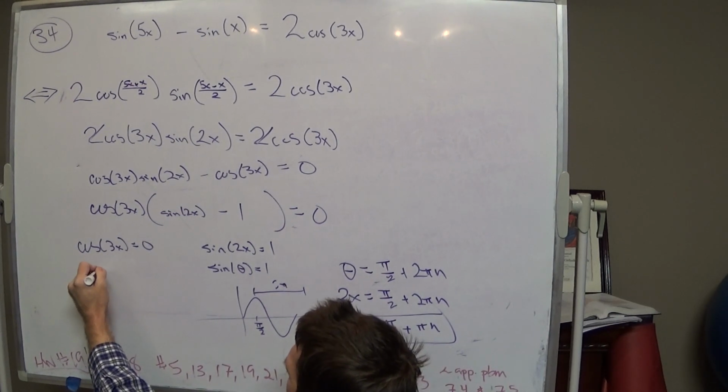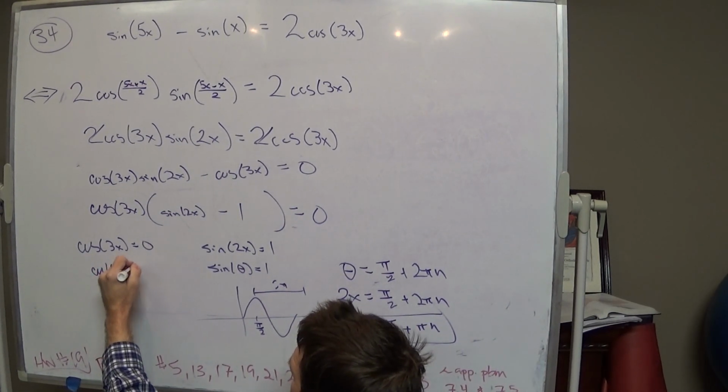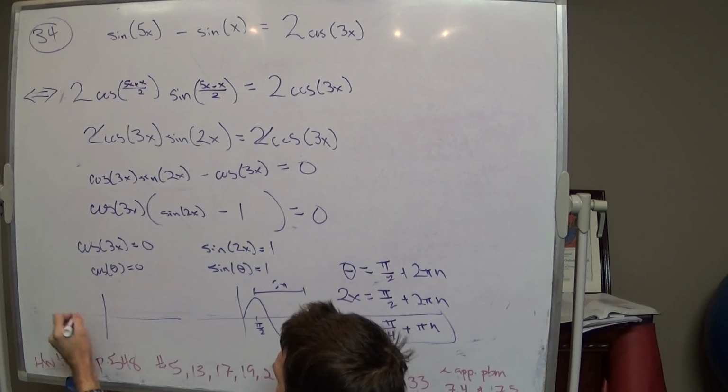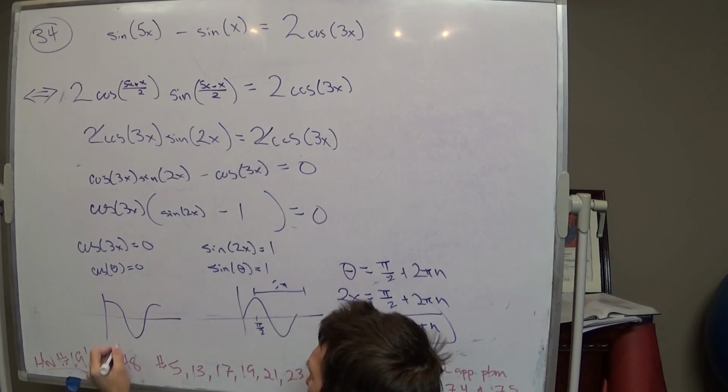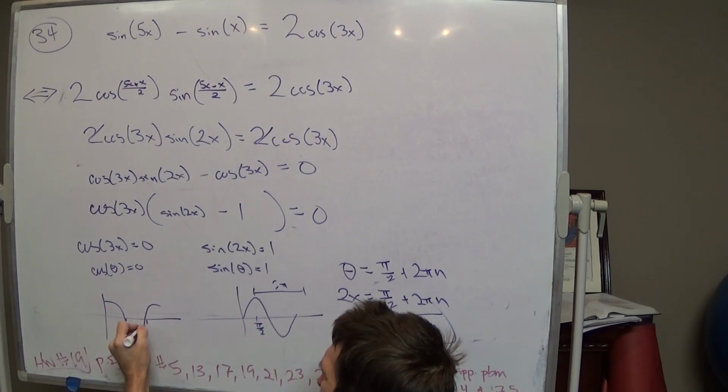For the other one, if cosine theta is equal to 0, we can see that that happens in 2 places. We have here, where's here and where's here? Pi over 2 and 3 pi over 2.